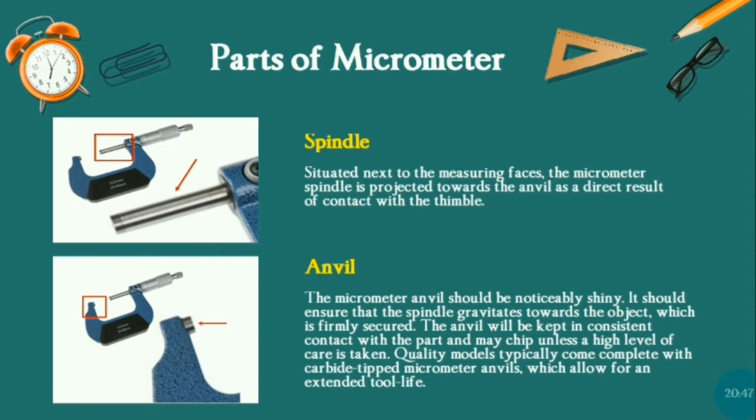Next, anvil. The micrometer anvil should be noticeably shiny. It should ensure that the spindle gravitates toward the object, which is firmly secured. The anvil will be kept in consistent contact with the part and may chip unless a high level of care is taken. Quality models typically come complete with carbide tip micrometer anvils, which allow for an extended tool life. It is a small piece that the spindle rests against when the micrometer is at 0.000, so we say it's one rigid measuring and holding point of the micrometer.